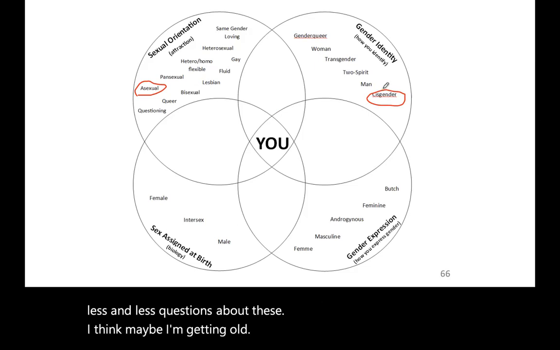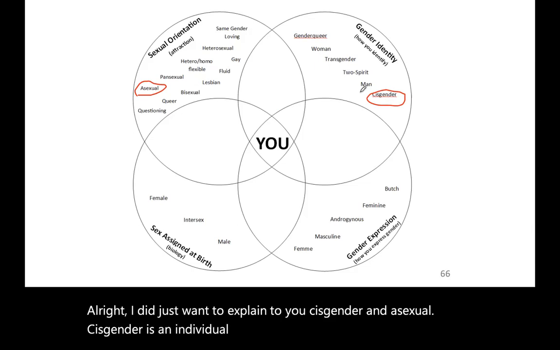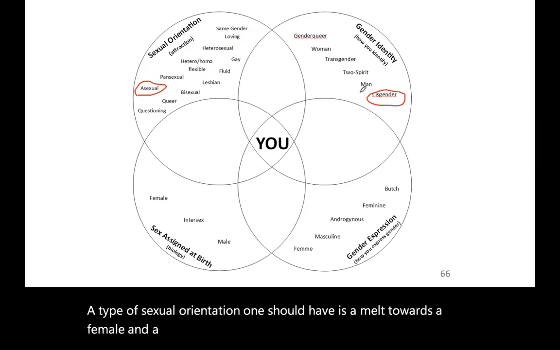All right, I did just want to explain to you cisgender and asexual. Cisgender is an individual who believes that the only type of sexual orientation one should have is a male towards a female and a female towards a male, and that anything beyond that deviates.